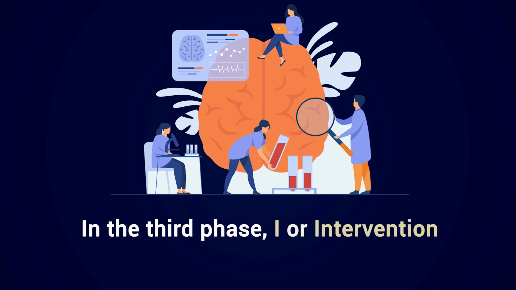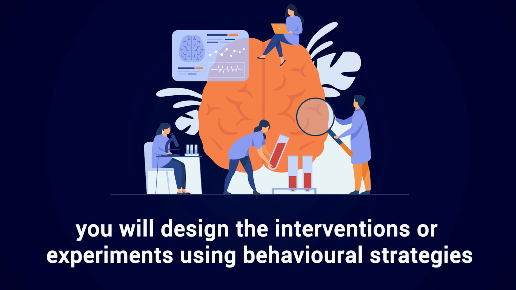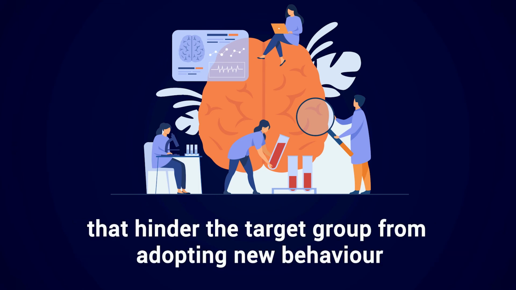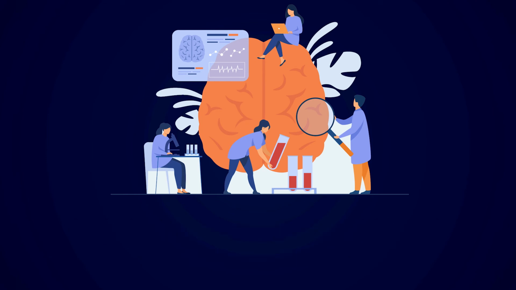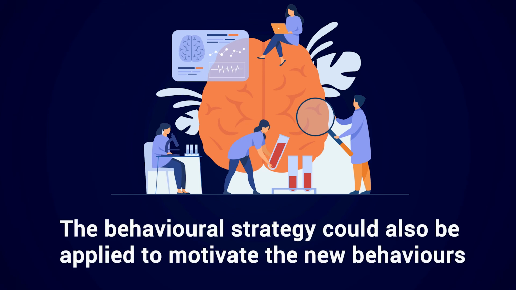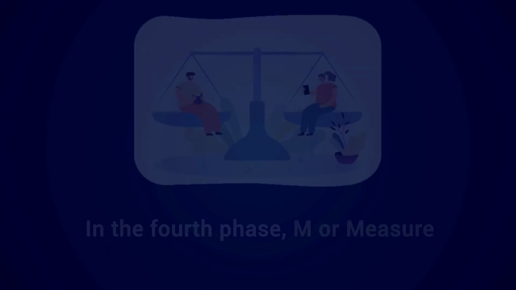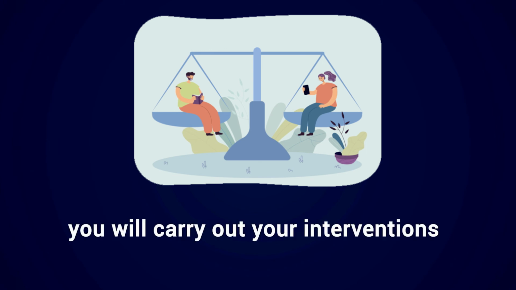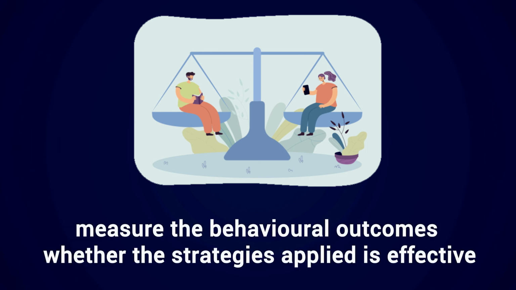In the third phase, I, or Intervention, you will design the interventions or experiments using behavioral strategies. The strategies are meant to remove barriers that hinder the target group from adopting new behavior. The behavioral strategy could also be applied to motivate the new behaviors. In the fourth phase, M or Measure, you will carry out your interventions and measure the behavioral outcomes, whether the strategies applied are effective.